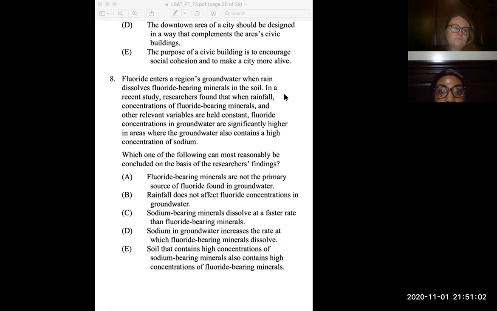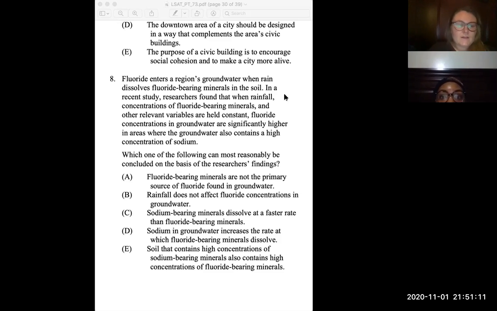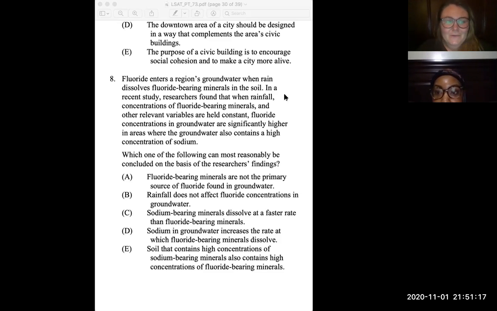Because the minerals in the soil have fluoride and sodium in them. Yes. When I did this question originally, I had to think about this. The fluoride enters the groundwater when rain dissolves these minerals in the soil, and somehow it goes from the soil to the groundwater, right?